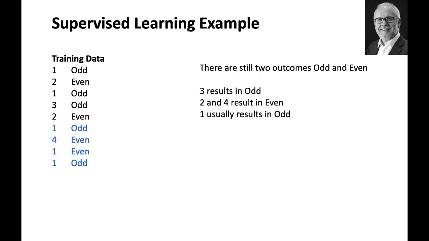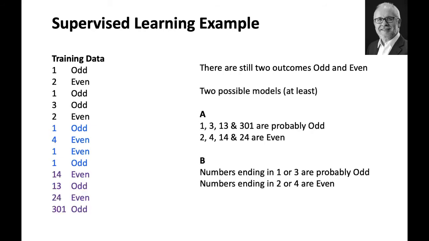Now, if we give it some more training data, and this time we see that 1 is odd, 4 is even, but now there is a miscode or an error, 1 is even, and then 1 is odd. Now we still have 2 outcomes, odd and even. We know 3 results in odd, 2 and 4 both result in even, but we now have to say that 1 usually results in odd. And so the learning algorithm will have to find some way of either mostly allocating 1s to be odd, or of allocating all 1s to being odd and assuming that that is a mistake in the process.